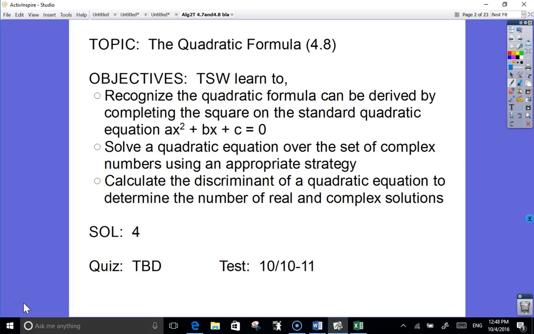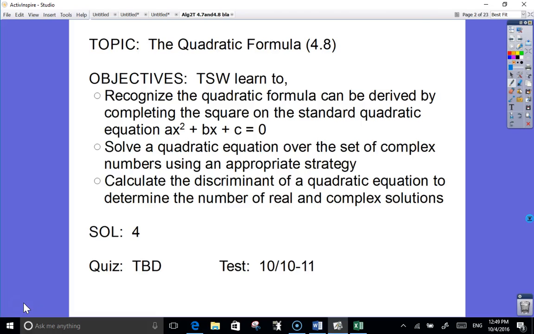And not only that, but you get the quadratic formula on the SOL and on any test I would give you. I would give you the formula. So you don't have to actually memorize the formula, you just have to know how to plug numbers in to get it. Now, if you look at the bullets that are here, these are the SOLs.